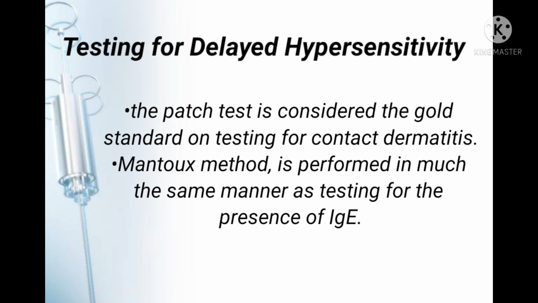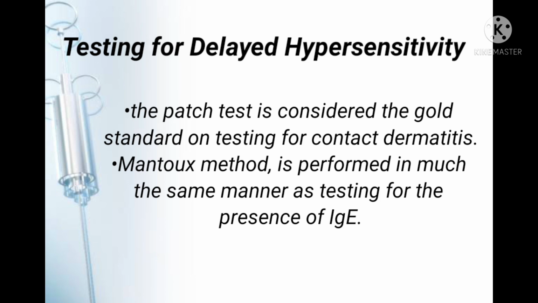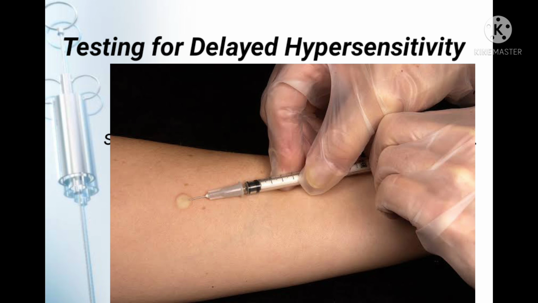Testing for delayed hypersensitivity. The patch test is considered the gold standard in testing for contact dermatitis. This must be done when the patient is free of symptoms or when he or she at least has a clear test site. Another type of skin test for delayed hypersensitivity is the Mantoux method. It is performed in much the same manner as testing for the presence of IgE. Typically, 0.1 ml of the antigen is injected intradermally using a syringe and a fine needle.